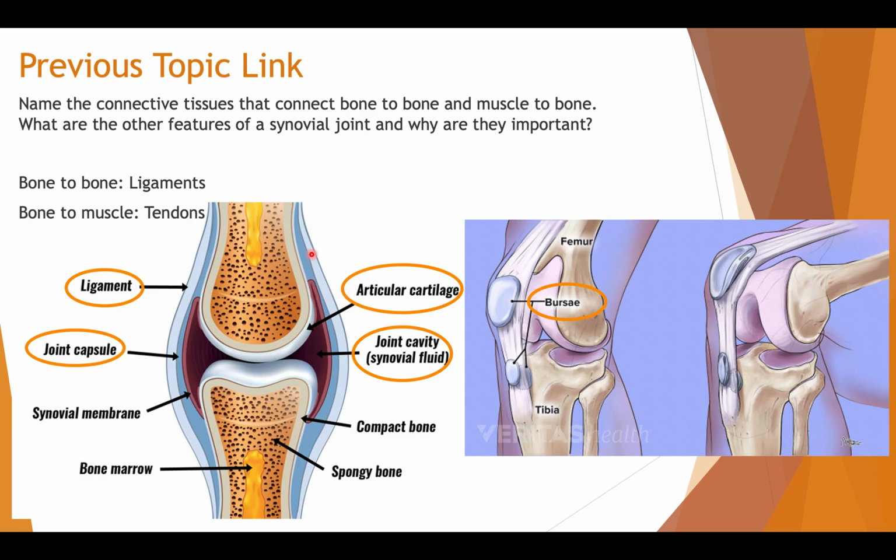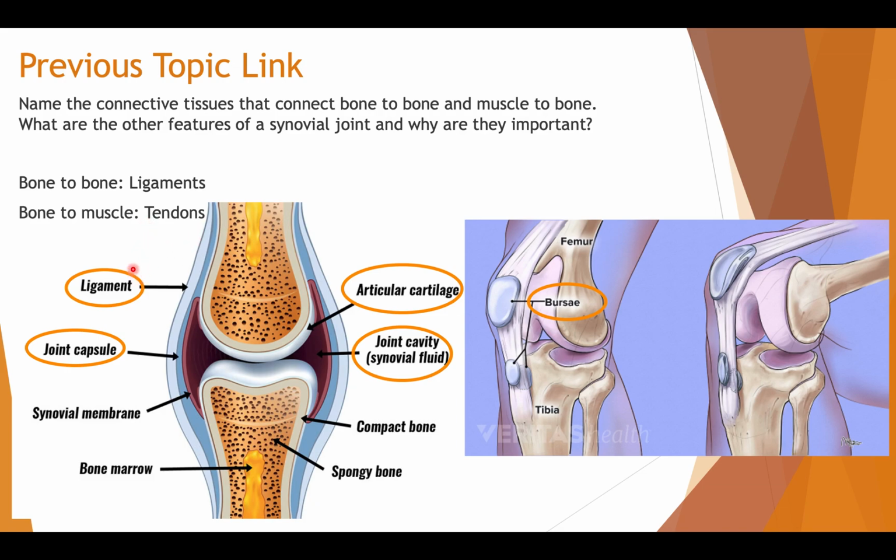So earlier in the lesson I asked you to have a look back, think about that skeletal and muscular system and to answer a few questions. So if you want to check that work now. So connective tissue that links bone to bones, hopefully we all got that, that's ligaments, and the connective tissue that attaches bone to muscle, again, hopefully we're all able to remember that, is tendons.